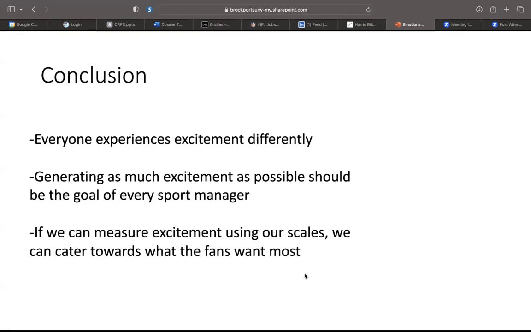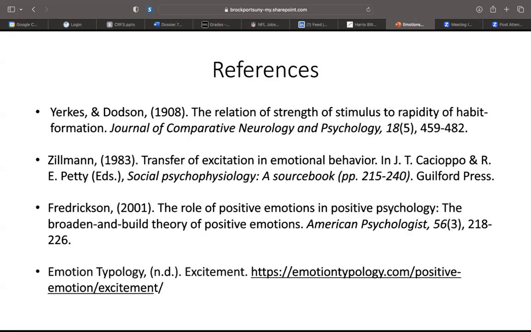In conclusion, everyone experiences excitement differently, and generating as much excitement as possible should be the goal of every sport manager. If we can measure excitement using our scales, we can cater towards what the fans want most. And then finally, we have our references.